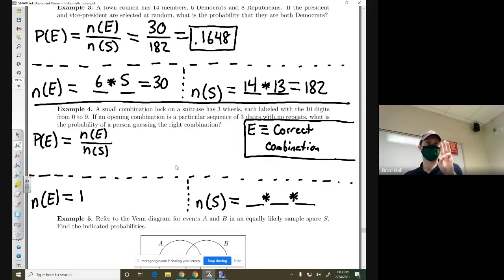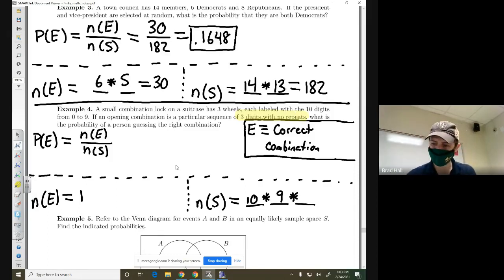Three wheels, so 3 spaces. And then we figure out the numbers that go into the spaces. Well, the first wheel can be any one of the 10 digits. And then what follows after that? It would be that. Notice what they snuck in. No repeats. They snuck it right in there.